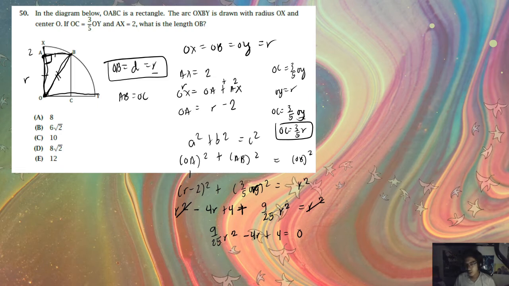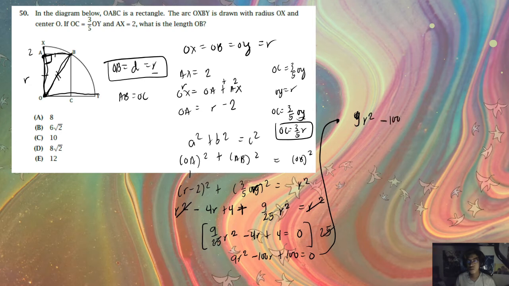Now, we don't want a 25 here in the denominator, so we have to multiply both sides by 25. Therefore the 25 cancels out, and this should give us 9r squared. And what's 25 times 4? That should give us negative 100r plus 100 is equal to 0. Now, what equation do we have here? It's raised to the power of 2. This is the most common equation that you will see in your 9th grade, the quadratic equation. So that's 9r squared minus 100r plus 100 is equal to 0.